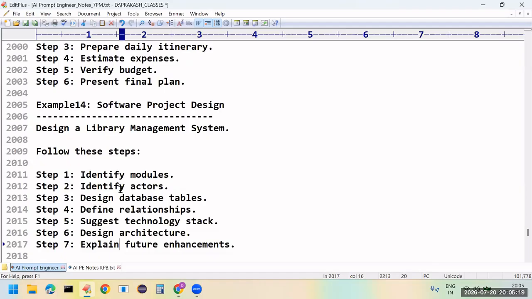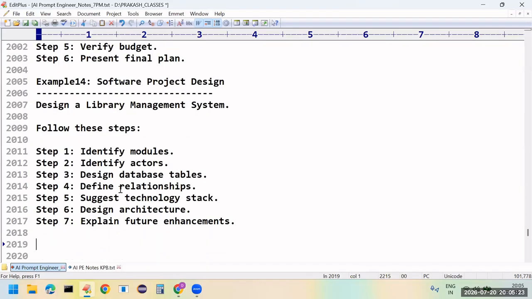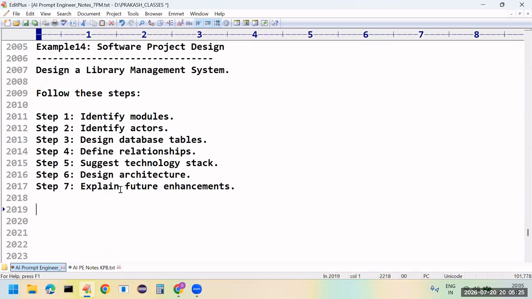Software project design. I told this one also, right? I want to develop a software project design. Design a library management system. That is nothing but my project task. Follow these steps.